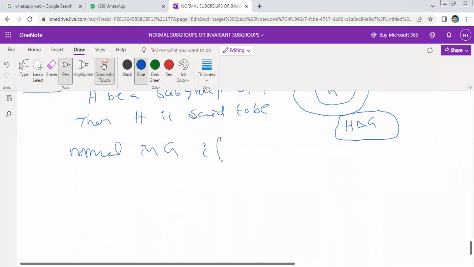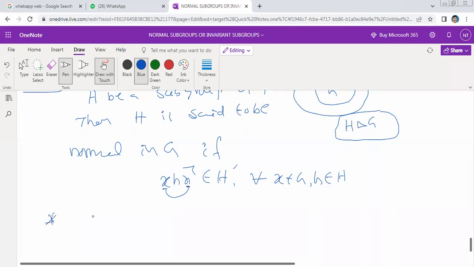if X h X inverse belongs to H, for every X in G, h in capital H. The meaning of this is, X is an element in G whose inverse is X inverse, h is an element in H. Their multiplication is again an element in H. Multiplication in the sense of the operation.